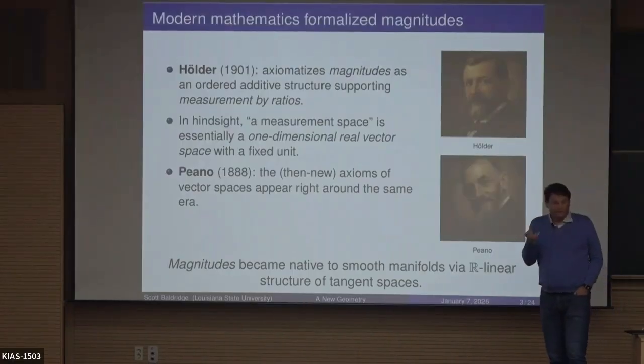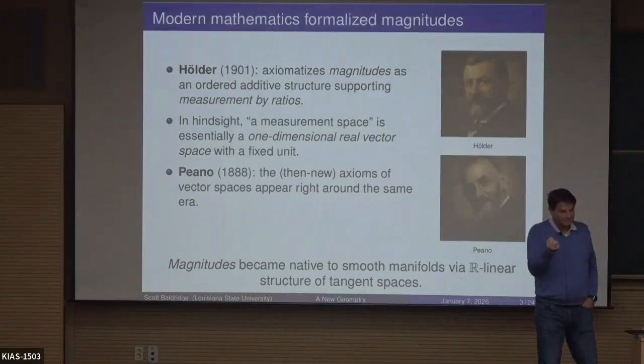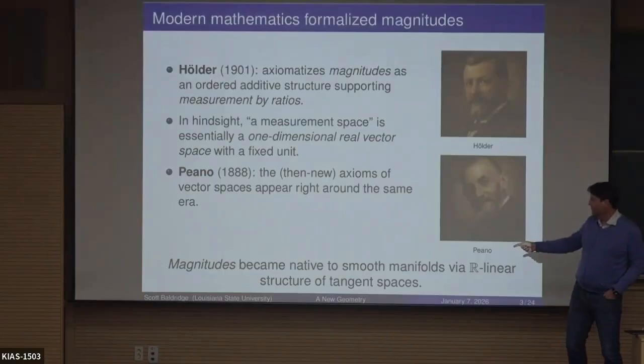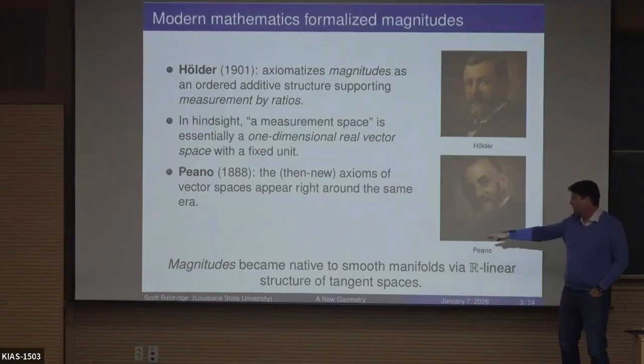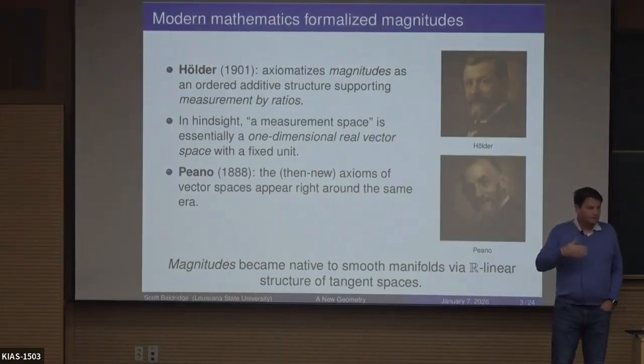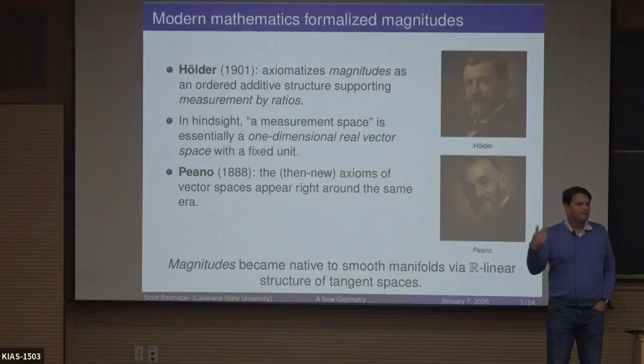And that is the thing that we really held on to. We really went after this, and we held this tightly. So magnitudes became native to smooth manifolds because we have these nice, beautiful R-linear structures on them. This is the R-linear structure of the one-dimensional real vector space.